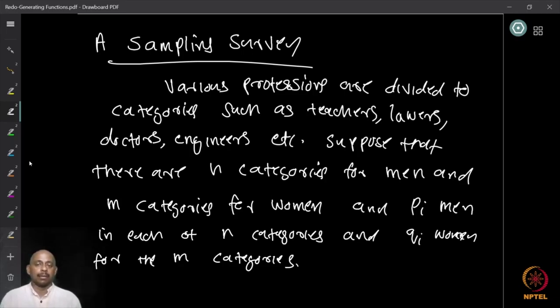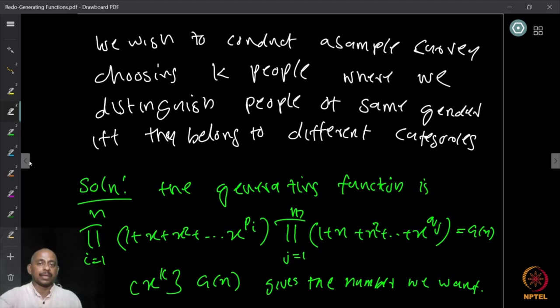So in category 1, I have q_1 people. In category m, I have q_m people. So, ladies. And from this, we need to choose people for a survey. We wish to conduct a survey by choosing totally k people, where we distinguish people of the same gender, men and women, if and only if they belong to different categories. I don't really want to distinguish within the same category. I don't want to distinguish between men and ladies. So how many different ways to do this?